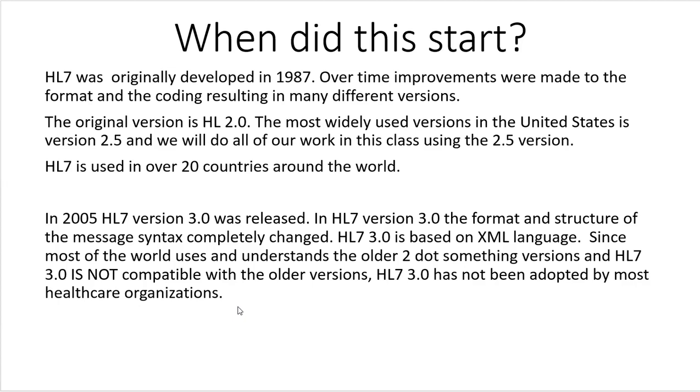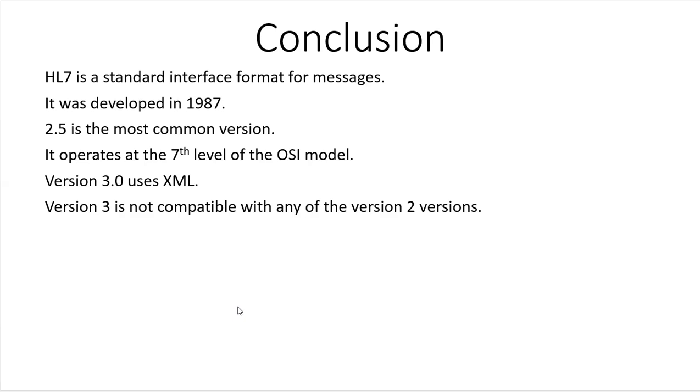So, conclusion, HL7 is a standard interface format for messages. It was developed in 1987. 2.5 is the most common version. It operates at the 7th level of the OSI model. Version 3 uses XML, and version 3 is not compatible with any of the 2 versions.